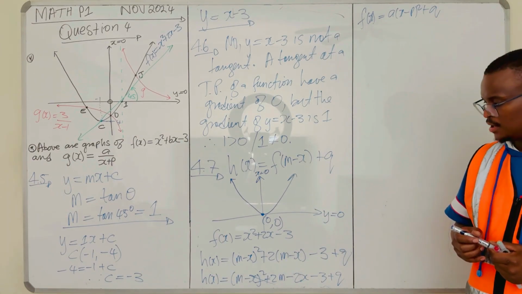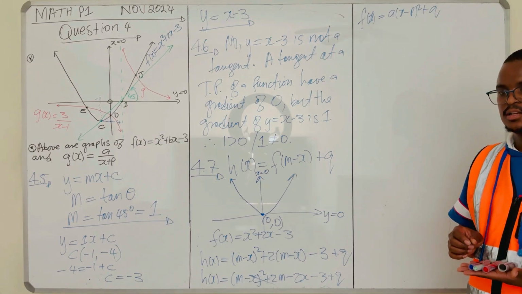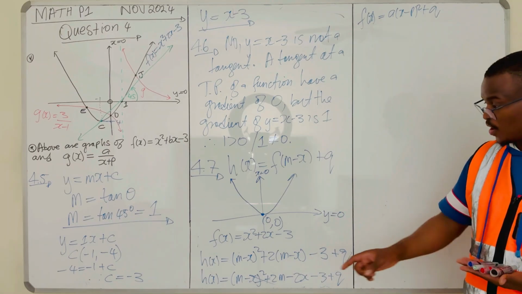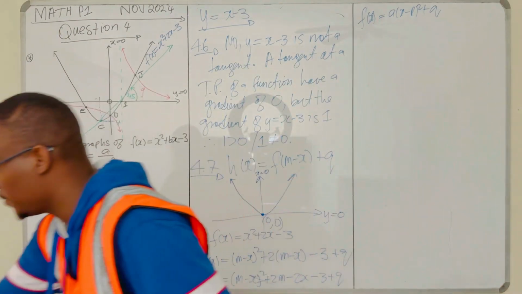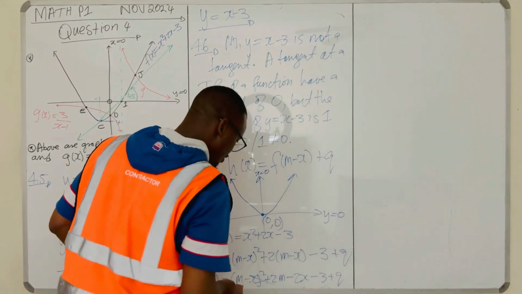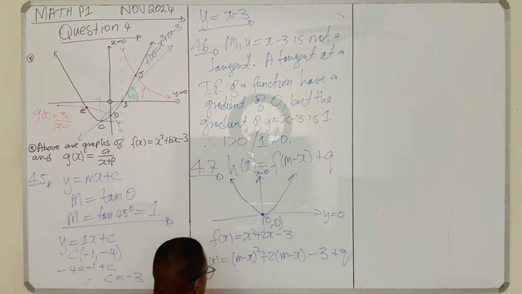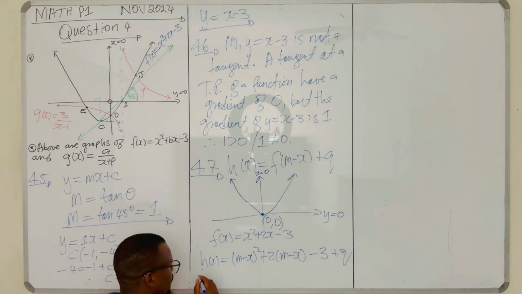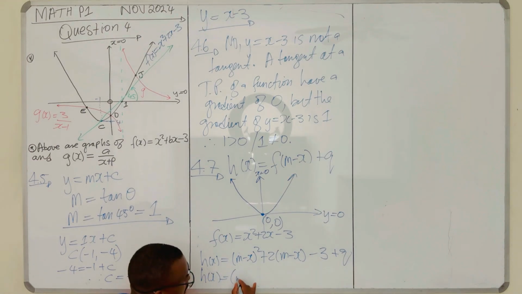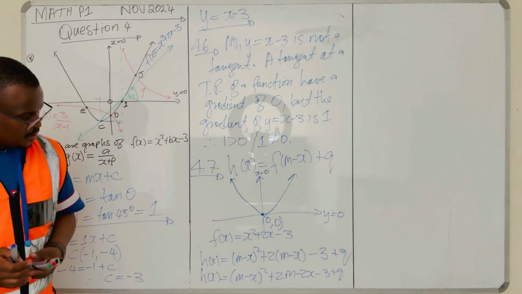Are you following me? Yes. Or it can be done still, to be honest. In all honesty, it can be done. Do you want me to continue doing it that way? Yes. Okay, let's do it that way first, before we go to this one. If we get to that one, depending if you are happy. So let's continue with this method and see how far it will take us. So let's say now h of x is equal to (m minus x) all squared. Do you agree? Yes. Plus 2m minus 2x minus 3 plus q. Do you agree? Yes. Okay.